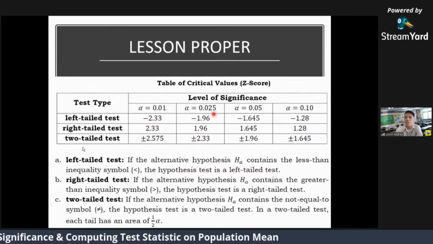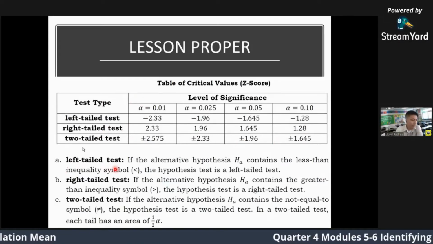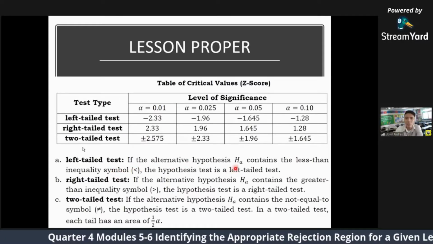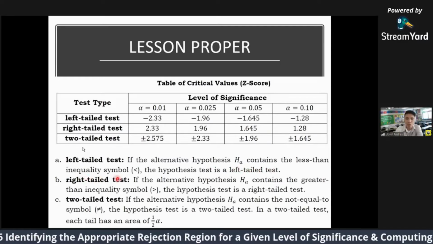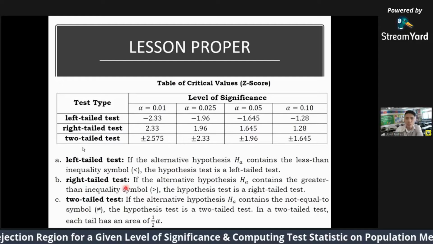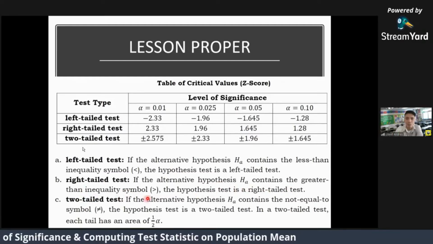So these are the critical values of Z-score. Actually, na-present na nato ni. Left tail test. When you say left tail test, kabalo naman ta mo determine if the alternative hypothesis contains the less than inequality symbol, the hypothesis is left-tailed. Right-tailed pod, pag once ang imong alternative hypothesis contains the greater than inequality symbol, it is a right-tailed test.